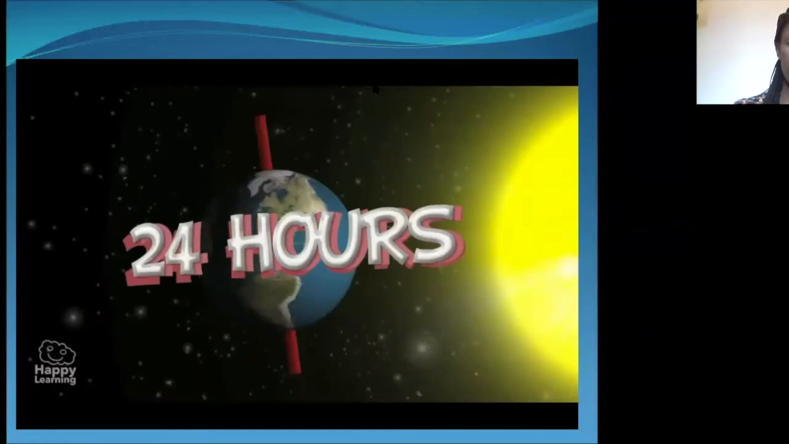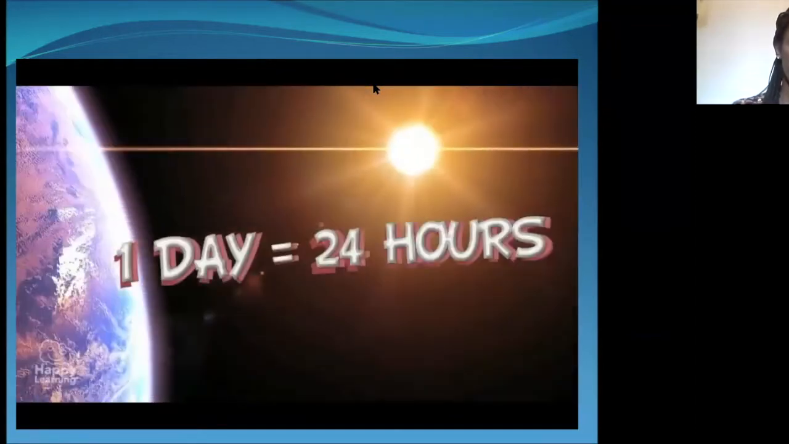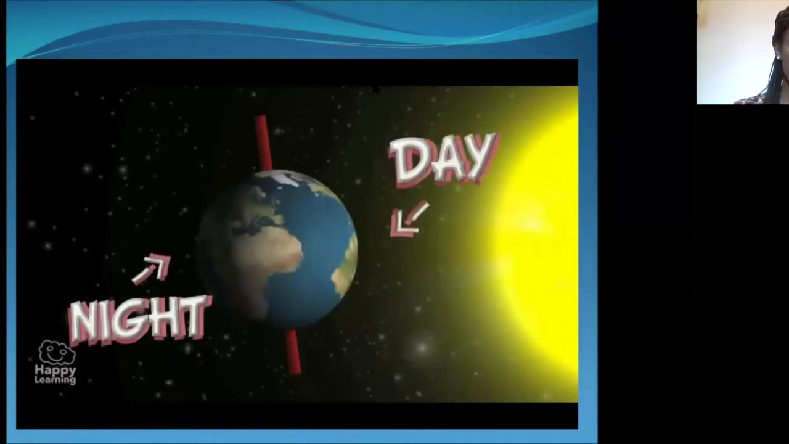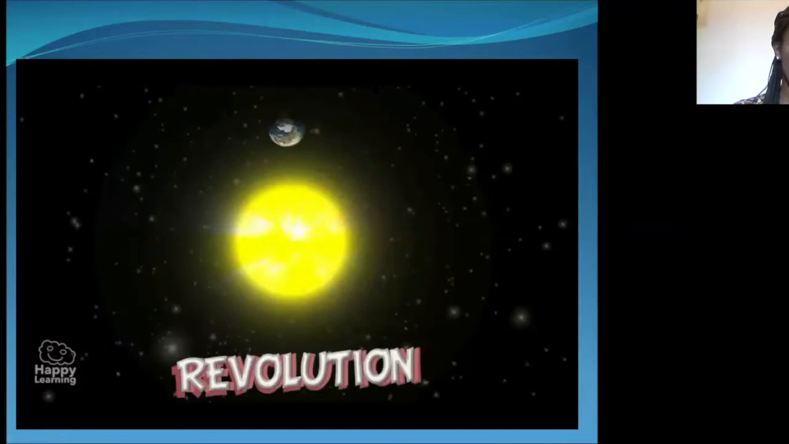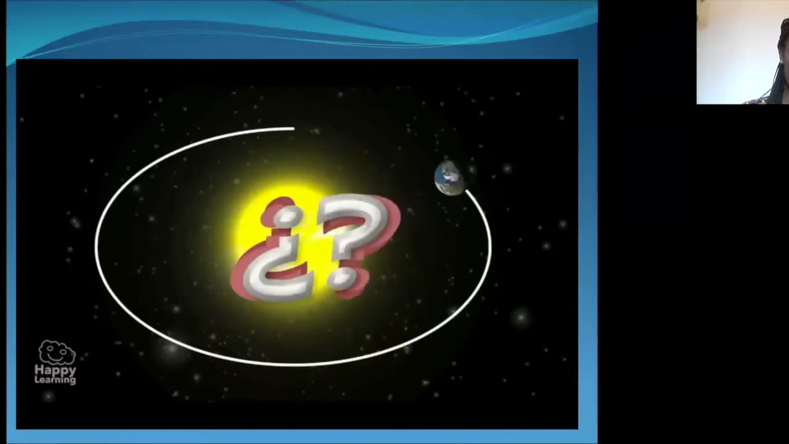Think about it for a second. One day, day and night together, lasts 24 hours too. So the movement of rotation causes day and night. Interesting, right? Now let's see the movement of revolution. As you can see in the pictures, the Earth goes around the Sun in an elliptical orbit. That might sound a little strange, but if you look, you'll see it's simply the journey that the Earth makes around the Sun. Do you know how long it takes the Earth to make a complete revolution around the Sun?